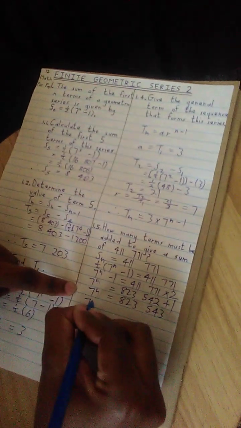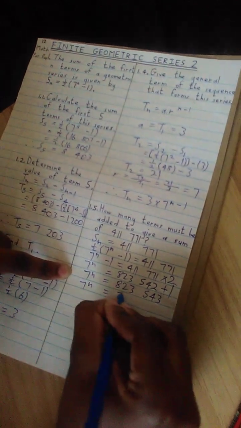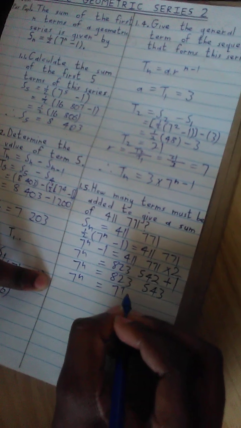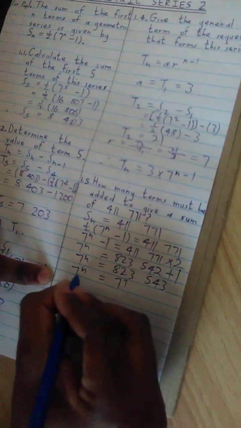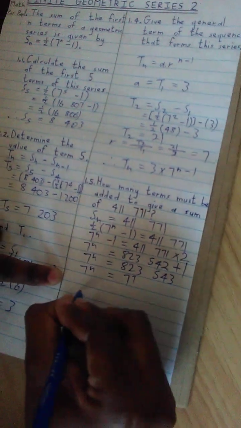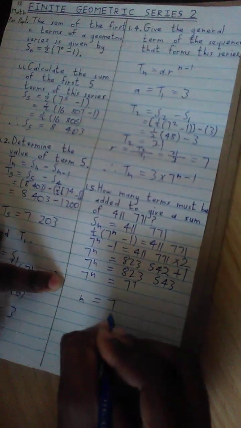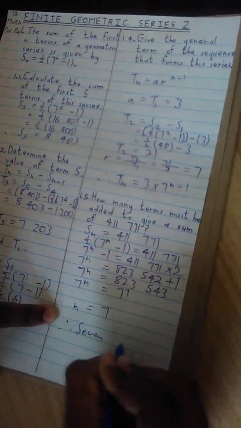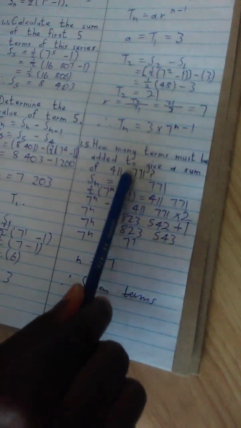So 7 to the power of n. 823,543 is 7 to the power of 7. Right? So same bases, you drop them and you equate the exponents. We're going to get n is 7. So the final answer is 7 terms must be added to give a sum of 411,771.